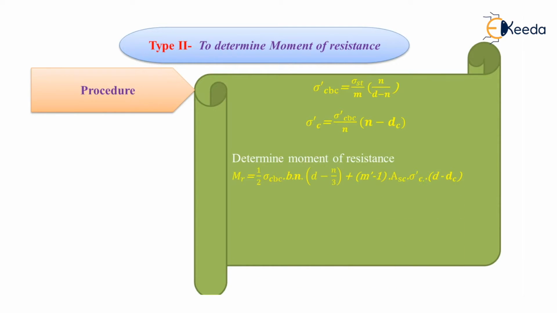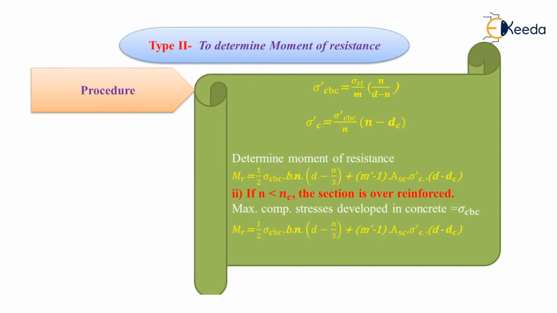But in case our actual neutral axis is less than the critical neutral axis, then our section will be over reinforced section, and for over reinforced section the maximum compressive stress developed in the concrete is sigma CBC, and in that case we have to find out only sigma dash C. Where sigma dash C is equal to sigma CBC divided by n into n minus DC. And from the formula of MR we can find out the moment of resistance for over reinforced section.